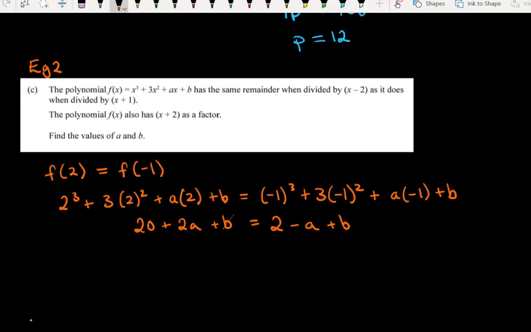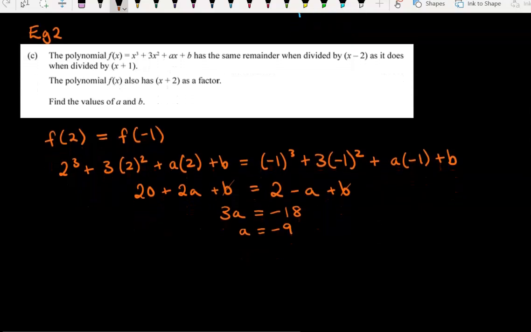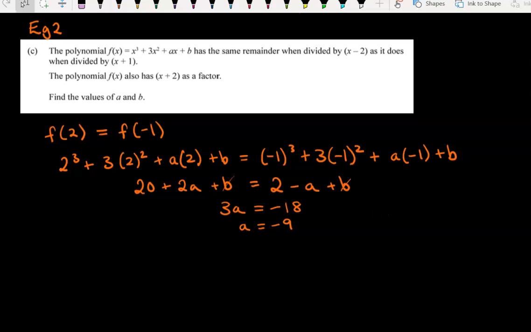And we can see that the b's cancel. We'll have 2a plus a gives us 3a. And 20 moved over to the right-hand side is going to make minus 18. So a is equal to minus 9. So we've got one of the values. We can't get the b value from this one because they cancelled out, but we can use this other piece here stating that x plus 2 is a factor.